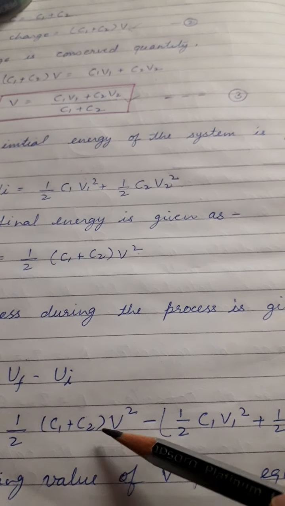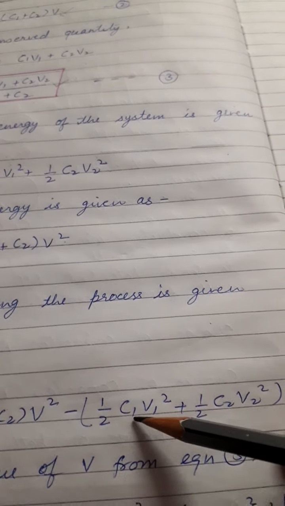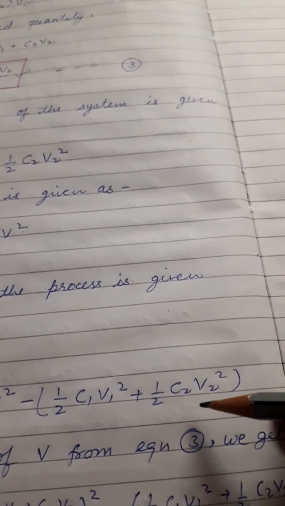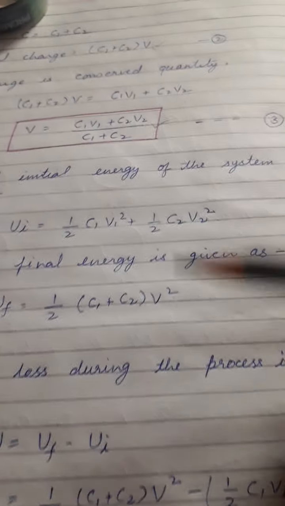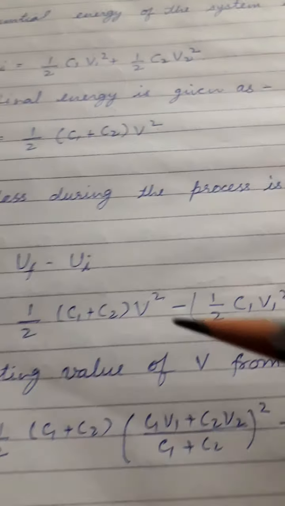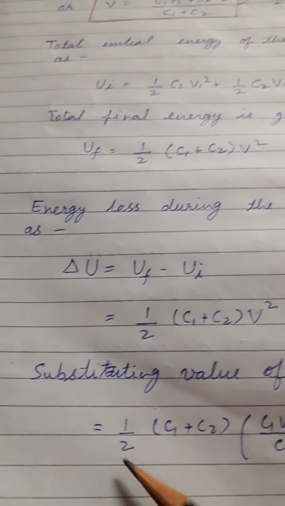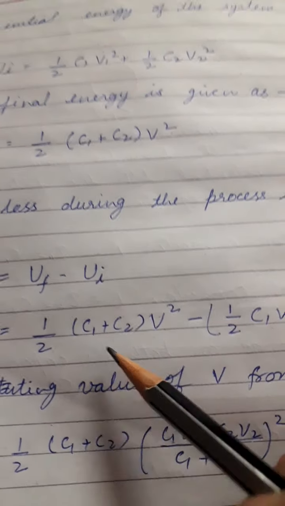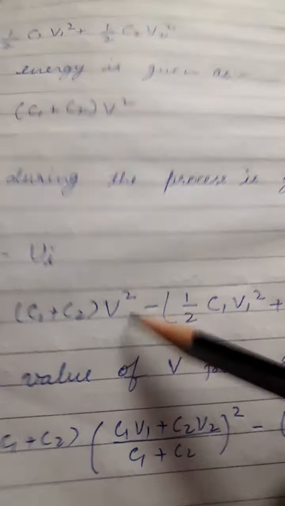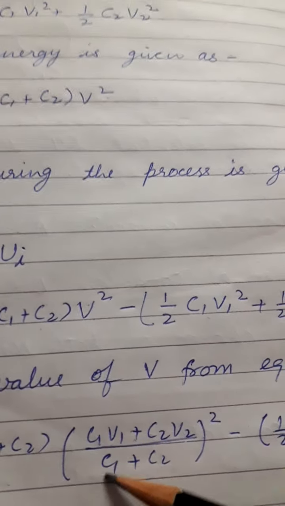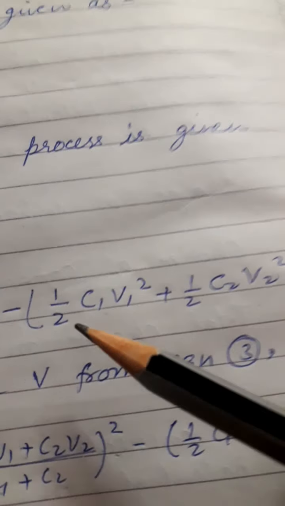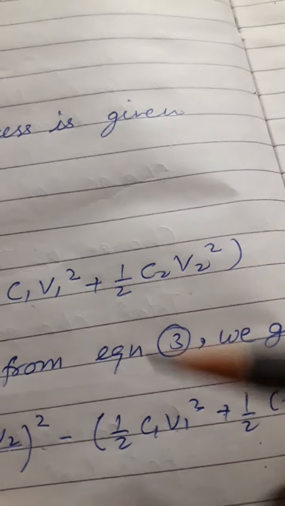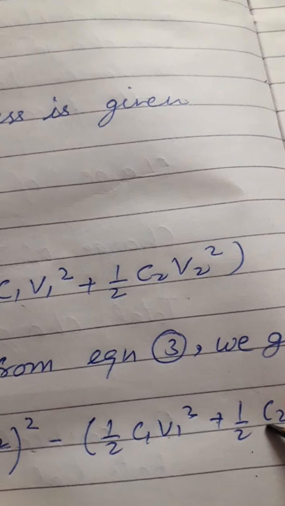This is half C1 plus C2 V square minus half C1 V1 square plus half C2 V2 square. Now substitute the value of V, that is the common potential, which we have determined here in this formula. What will we get? The change in energy will be equal to half C1 plus C2, as it is, times the value of V, which is C1 V1 plus C2 V2 upon C1 plus C2, whole square, minus half C1 V1 square plus half C2 V2 square.